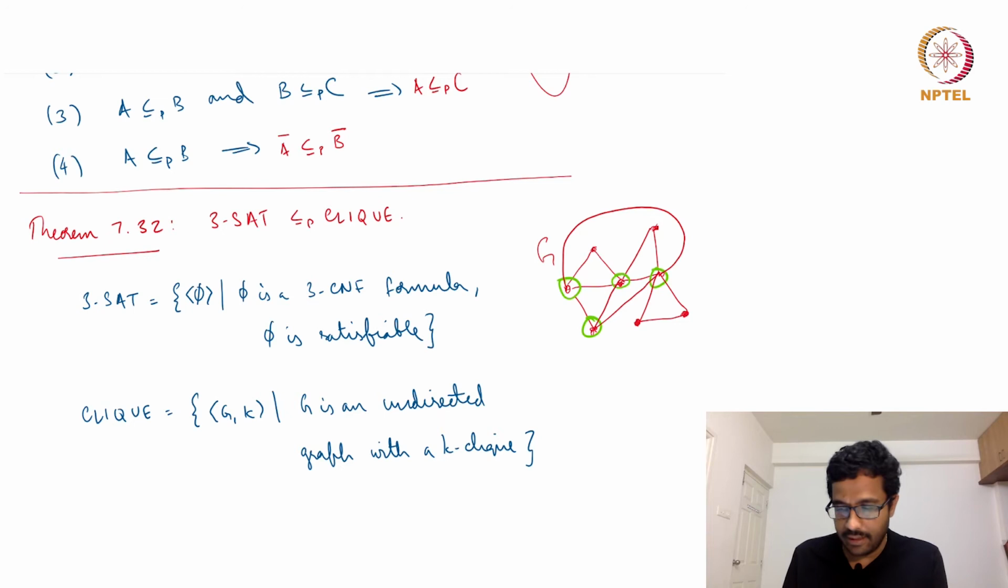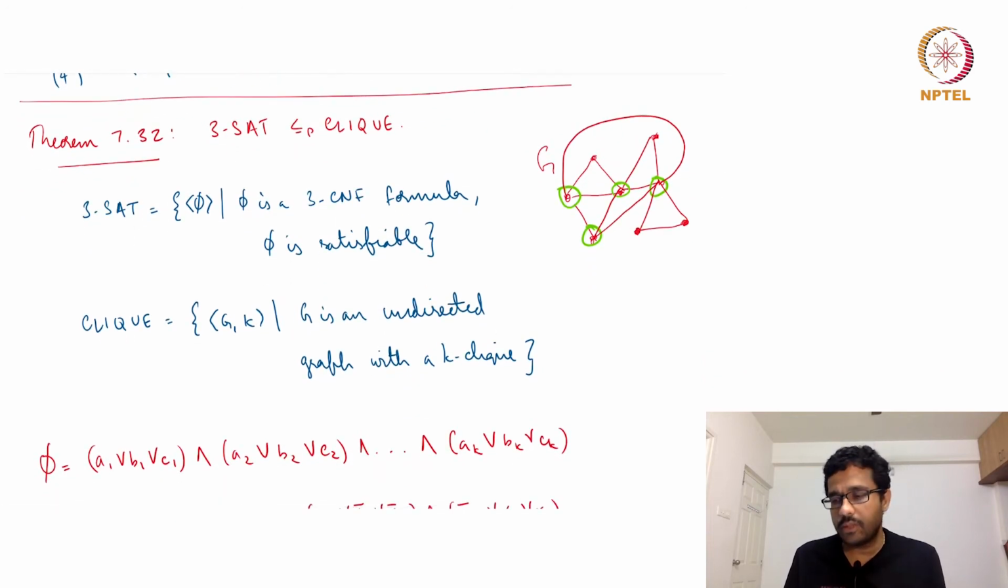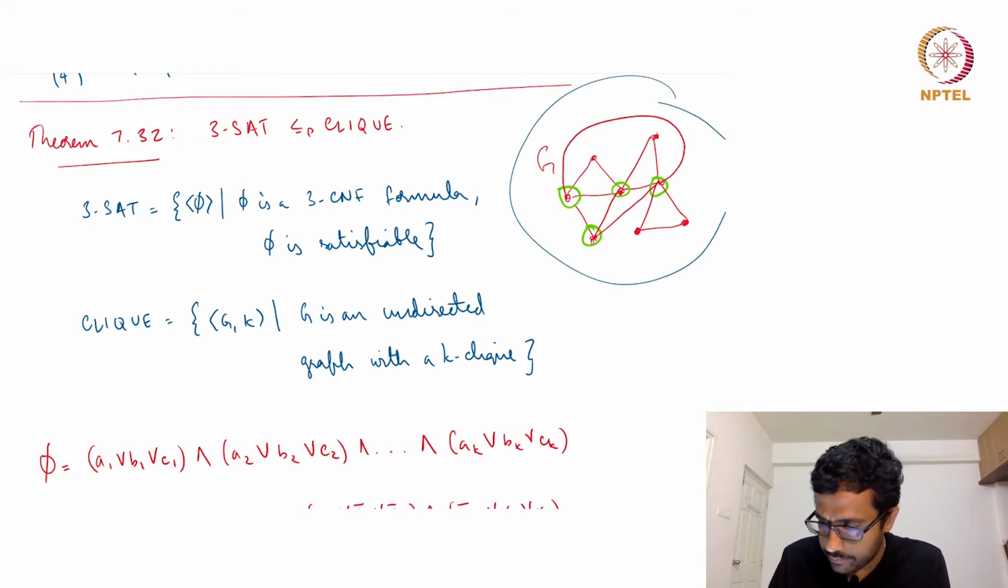So what is 3-SAT? Phi is a 3CNF formula that is satisfiable. CLIQUE is: given G and a number K, G is a graph with a K-clique. So this is an example over here. This one. So G comma 4 would be a yes instance because there is a 4-clique here. The 4 circled vertices form a clique.